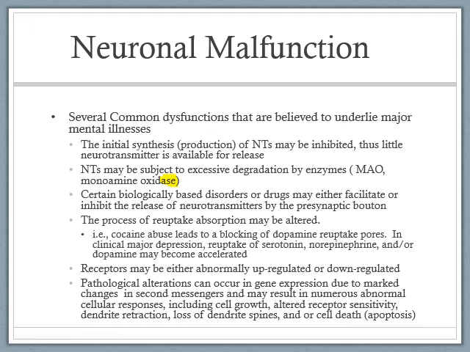Another common dysfunction is receptors may be either abnormally upregulated or downregulated. Or pathological alterations can occur in gene expression due to marked changes in second messengers and may result in numerous abnormal cellular responses. This includes cell growth, altered receptor sensitivity, dendrite retraction, or loss of dendrite spines, or obviously cell death.